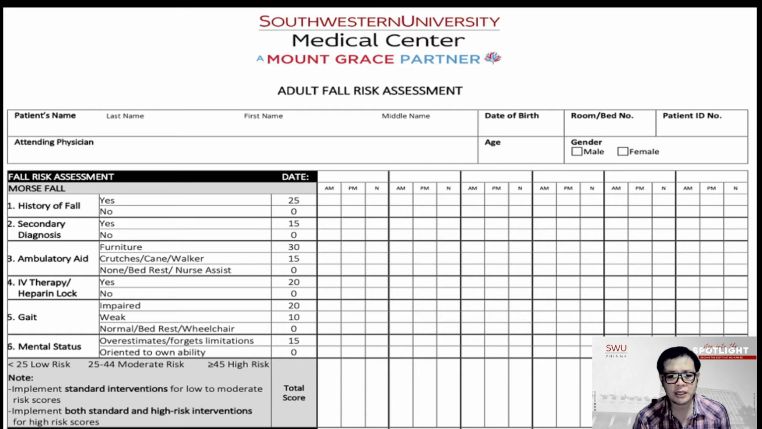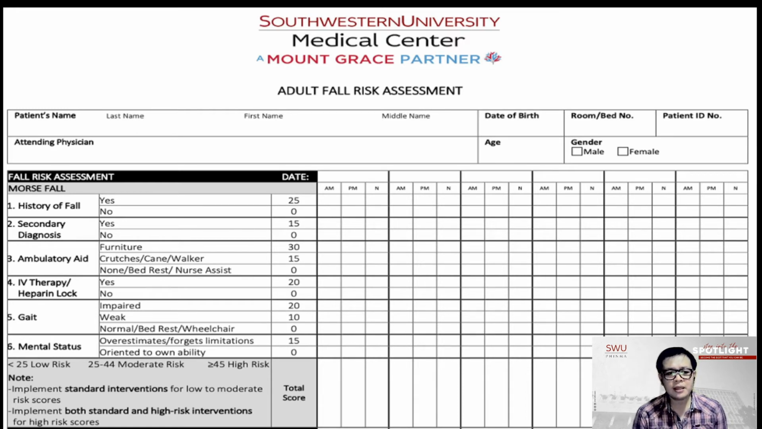Another thing, if our patient has an attachment of an IV fluid or an IV line or even a heparin lock, when they do have that one, it is automatically considered 20 points add-on. That means to say 0 if it doesn't have any or without IVF.